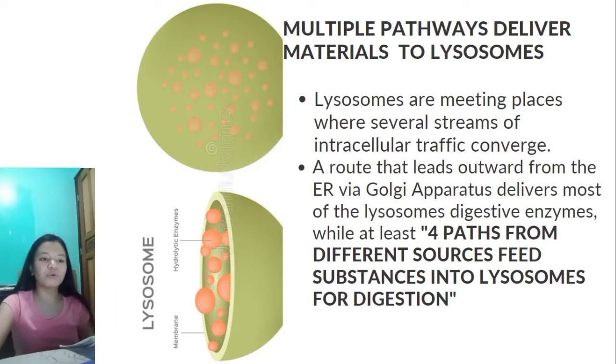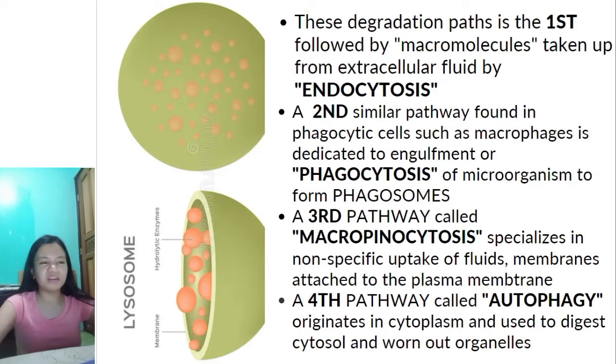Isa sa mga role ng lysosome is ito yung nagsaserve as meeting places where several streams of intracellular traffic nagko-converge sila. So a route that leads outward from the ER via Golgi apparatus delivers most of the lysosomes' digestive enzymes. So, yung ruta na ER via Golgi apparatus, dyan yung ruta na kung saan dinedeliver mostly yung mga lysosomal digestive enzymes. So, meron tayong 4 paths from different sources that feed substances into lysosomes for digestion.